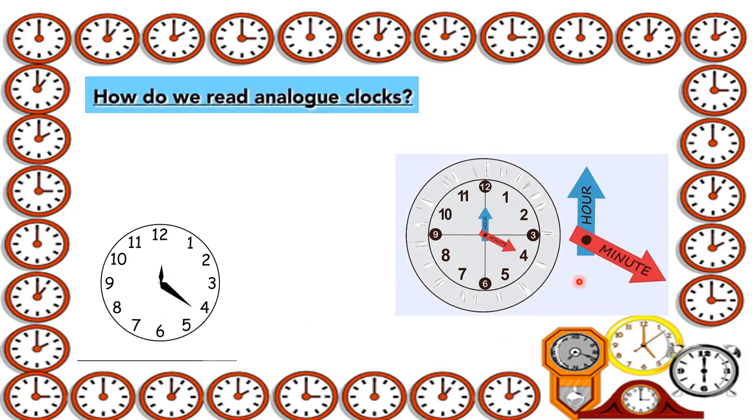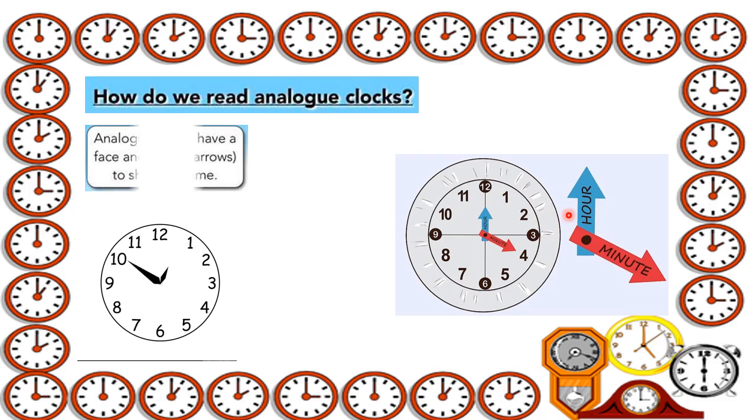The smaller hand is called the hour hand and the bigger hand is called the minute hand. You can see in this picture there are two hands in this analog clock. The bigger hand is called the minute hand and the smaller hand is called the hour hand, okay?